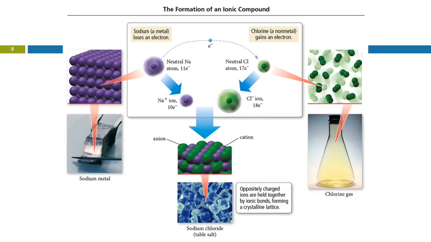Here we have an illustration of the formation of an ionic compound. We've looked at this one before. Here we have sodium metal composed of sodium atoms, chlorine gas composed of chlorine molecules. And what happens here is the neutral sodium atom loses an electron. That electron is gained by the chlorine atom. So the neutral sodium becomes a positively charged ion because it's lost an electron. The neutral chlorine atom becomes a negative ion because it gains the electron.